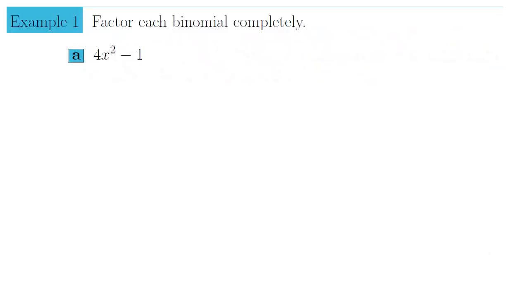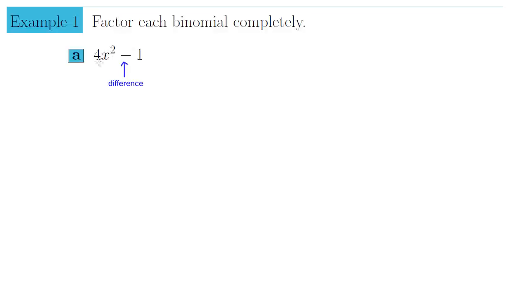Alright, so on to our first example. The instructions say factor each binomial completely. And we're given, in part A, the polynomial 4x squared minus 1. So hopefully you recognize that this is a difference of squares. Clearly it's a difference because of the minus sign. Now the question is, is it a difference of squares?